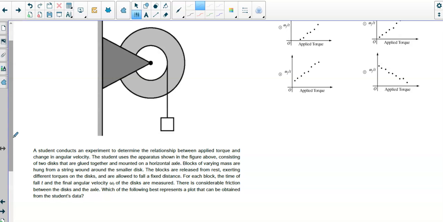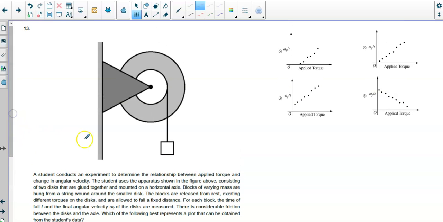For each block, the time of fall t and the angular velocity omega are measured, so that's no big measure, and so they get the applied torque versus omega over t. Okay. This next sentence is the most important one. There is considerable friction between the disc and the axle. Which of the following best represents a plot that could be obtained?